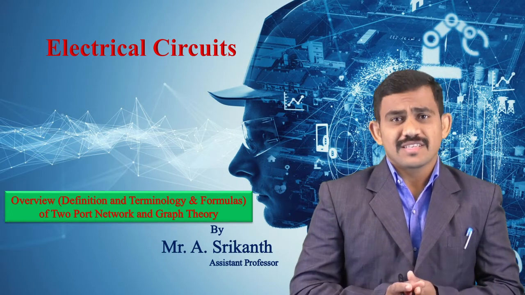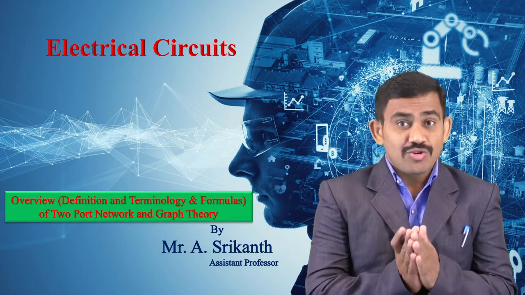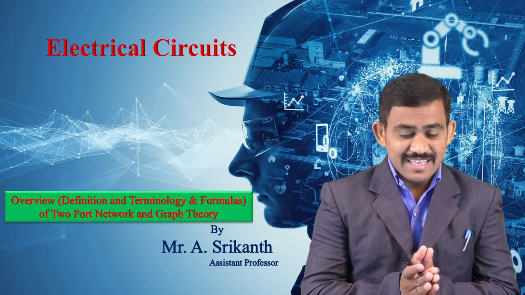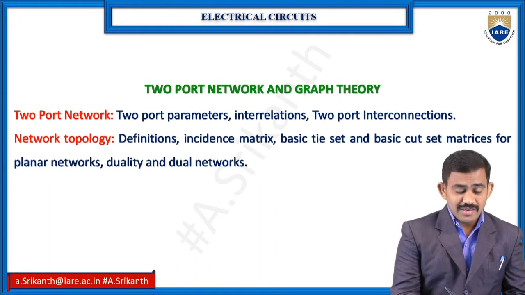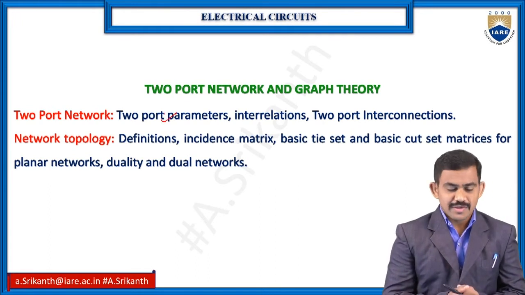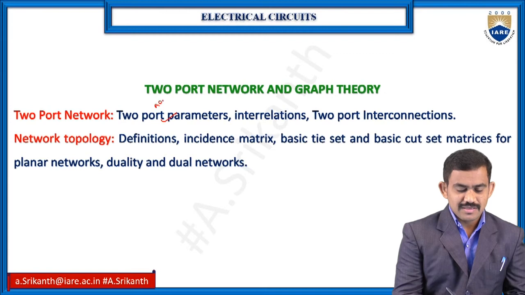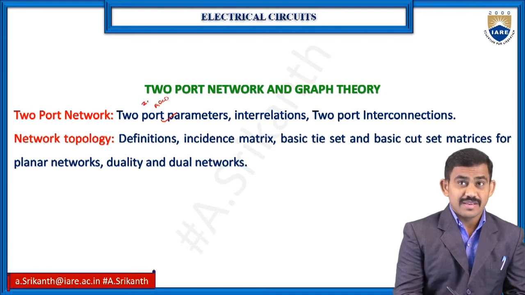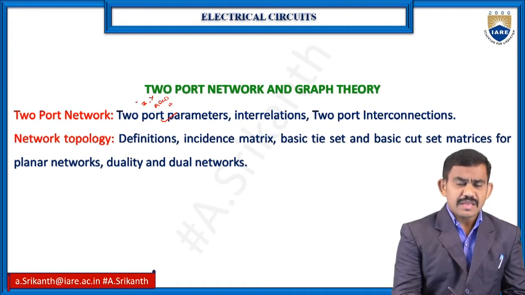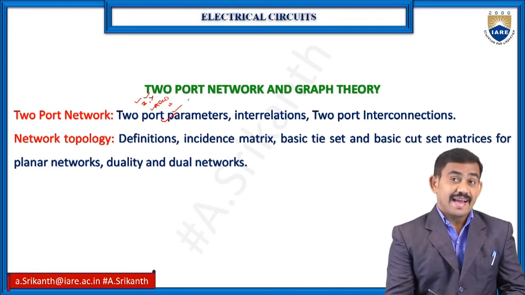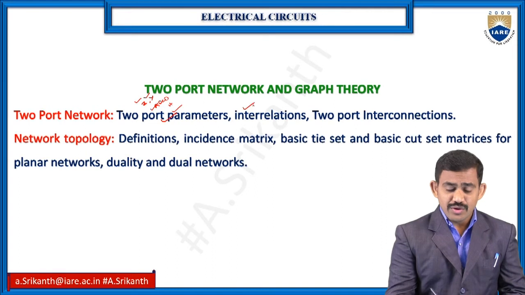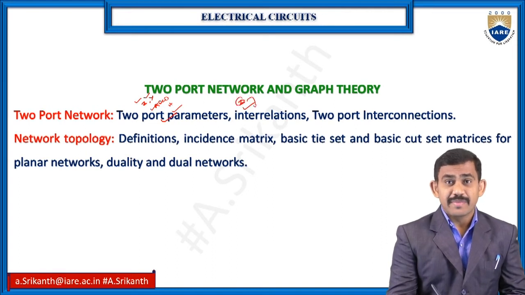In this video, I want to discuss an overview of network topology or graph theory, as well as two-port networks. So here we have some topics. Two-port parameters. In general, two-port parameters means ABCD parameters, Z parameters, Y parameters, and hybrid parameters: impedance parameters, admittance parameters, transmission line parameters, as well as hybrid H parameters, and their internal relationship. So if I know one parameter, I can find out the remaining parameters.